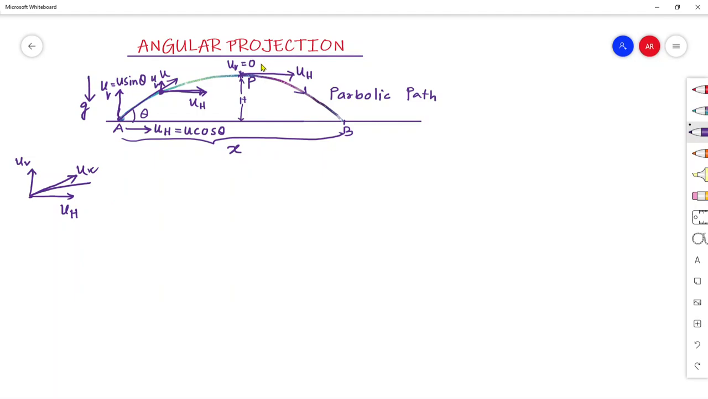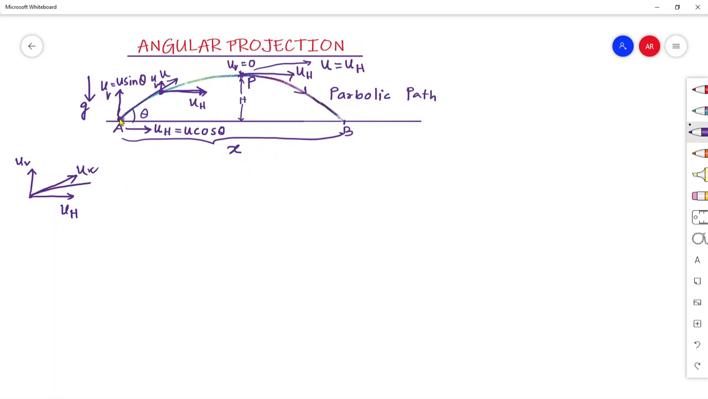Vertical velocity is 0 at the maximum height. So the resultant velocity u right here is just UH, at the maximum height at this point P. But before reaching the maximum height, according to the Pythagoras theorem, the resultant velocity was the hypotenuse of UH and UV. Since UV was decreasing, the value of U decreases too.